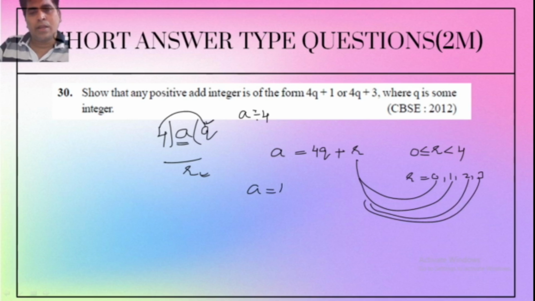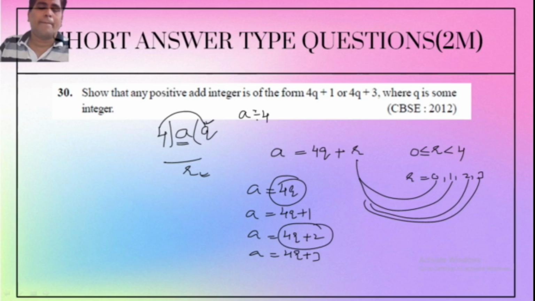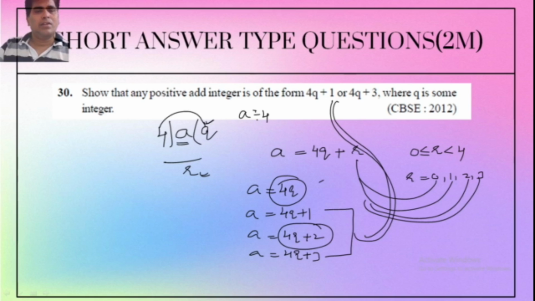When r is equal to 0, you will get a equals 4q. Then a is equal to 4q plus 1, a is equal to 4q plus 2, a is equal to 4q plus 3. Here this is an even integer, and this is also an even integer. So what is left out? Only these two are left out. These are the odd form of the integer. So this is the logic we applied in the earlier explanation. Once you go through it, it is very, very important.